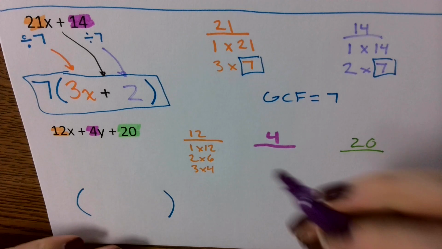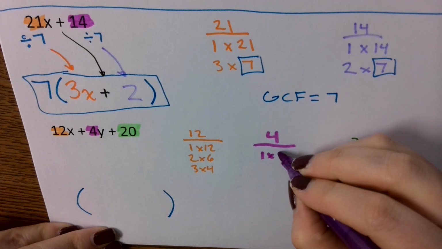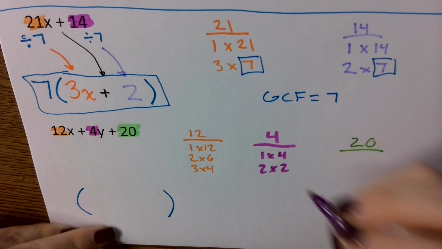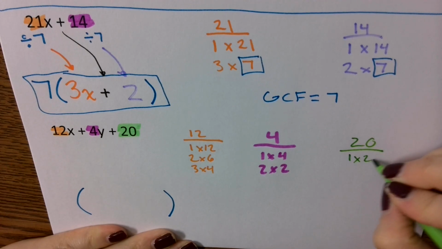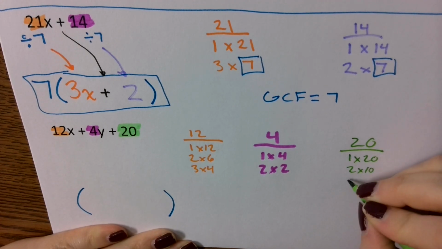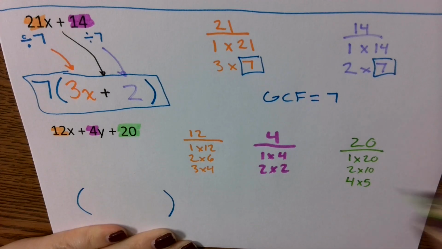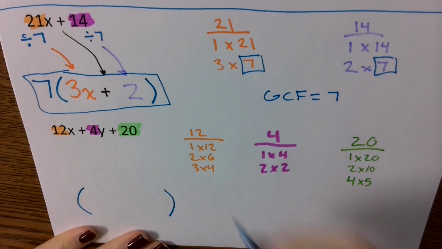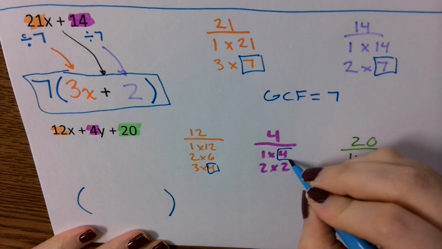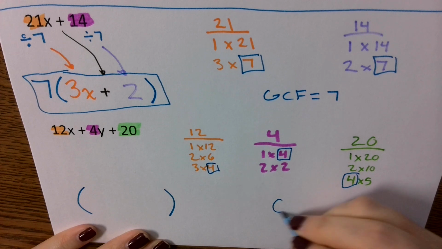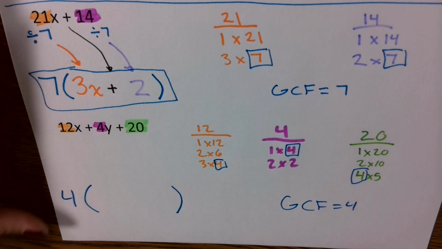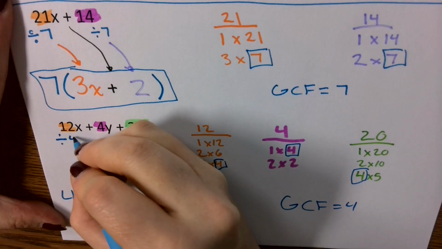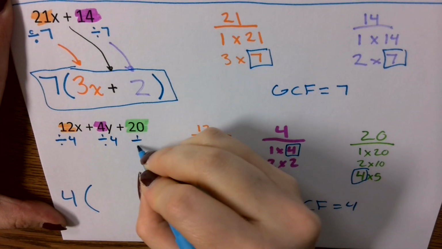Factors for 4, we've got 1 times 4 and 2 times 2. And then the factors of 20, we've got 1 times 20, 2 times 10, and 4 times 5. Okay, so our greatest common factor here is going to be that 4. 4 is our greatest common factor. So that's the value that gets pulled to the outside. Everything else is going to get divided by the 4.